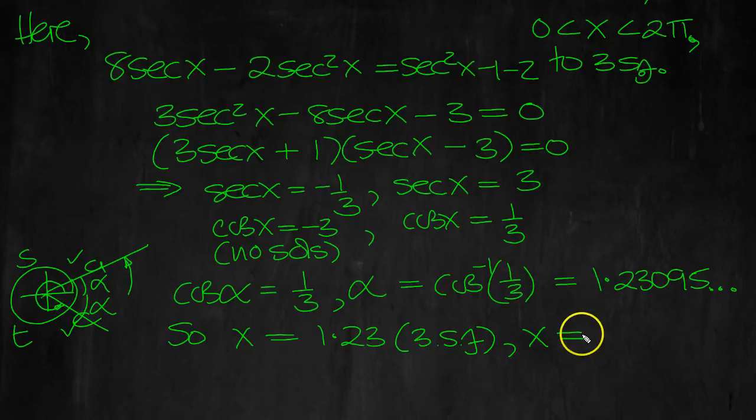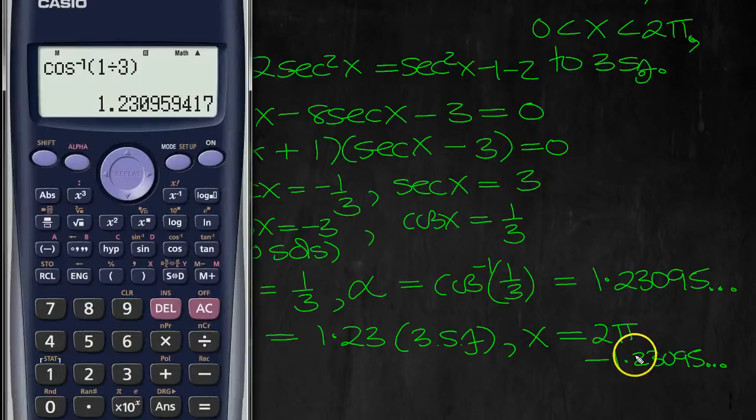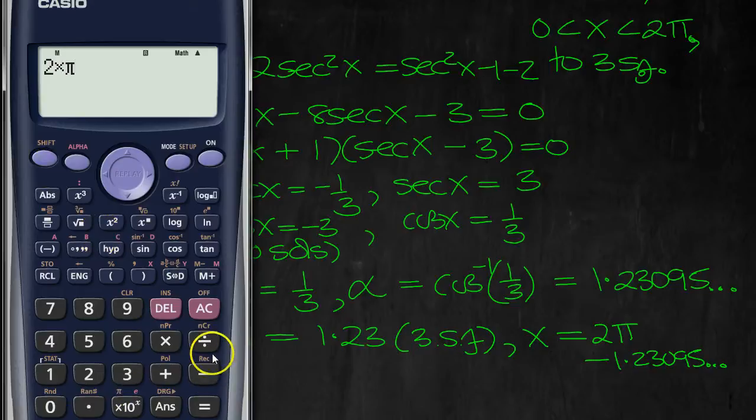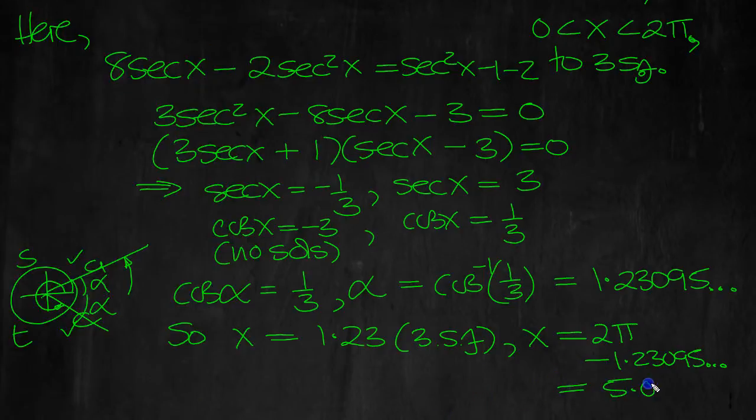Around 2 pi back. So 2 pi minus 1.23095. So we've got that in the calculator already. So if I take away, this is the answer here, so it's 2 times pi, shift pi, minus just the answer, wasn't it? That's what we had before. And it's 5.05. 5.05, and that was the 3 significant figures. So there's our 2 solutions.